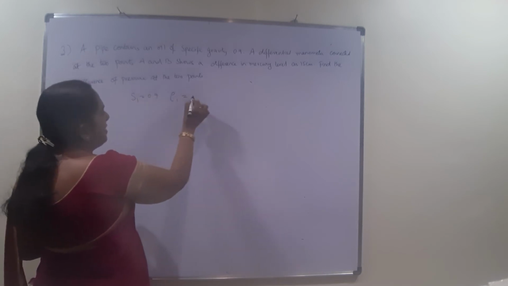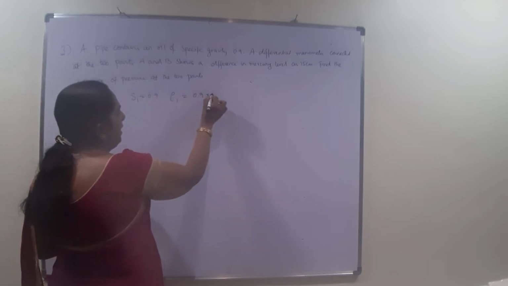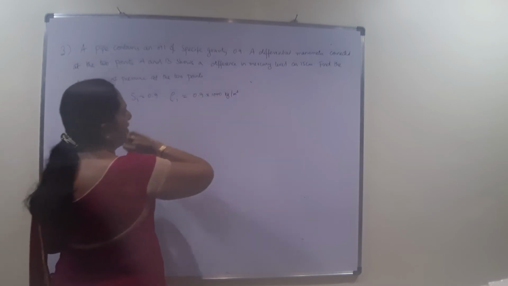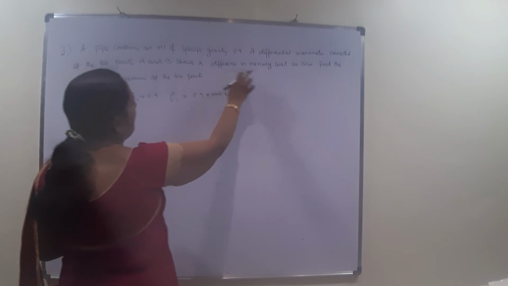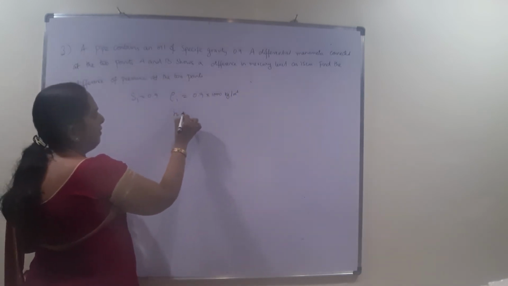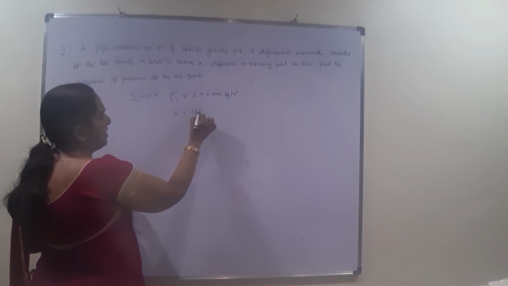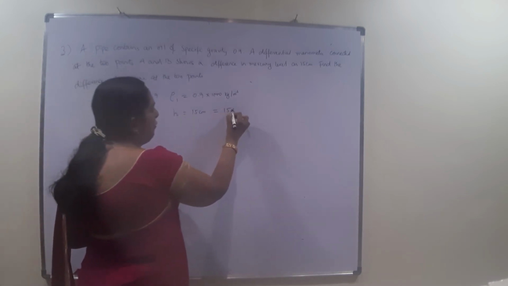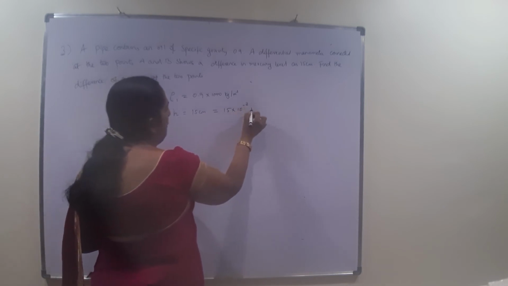Specific gravity of the oil is given as 0.9. So we don't know what is the density. Density is 0.9 into 1000 kg per meter cube. Finish it up there itself. Okay. So here the difference in mercury level is given. Difference in mercury level is usually given by the term H. It is 15 centimeter. We have to convert that into meters. So 15 into 10 to the power of minus 2 meters.